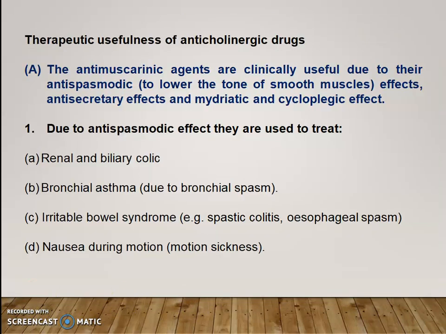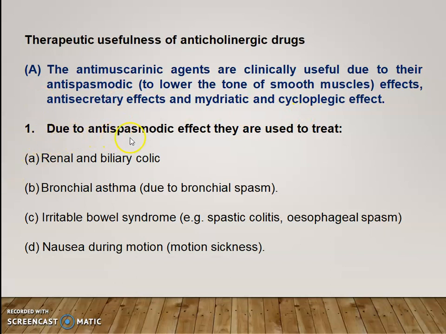Now see, what are the therapeutic uses of anticholinergic drugs? First, the antimuscarinic agents are clinically useful due to their antispasmodic effect, that means lowering the tone of smooth muscle, antisecretory effect, and mydriatic and cycloplegic effect. Let's start one by one.